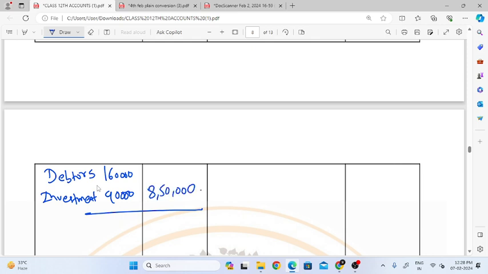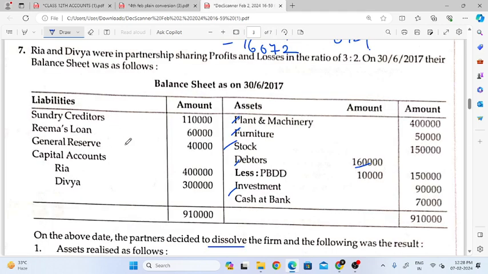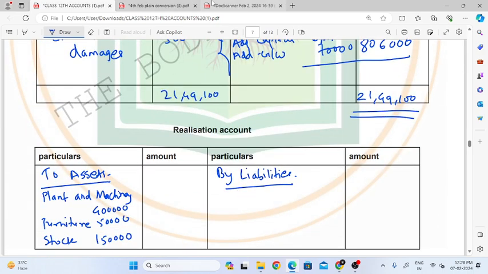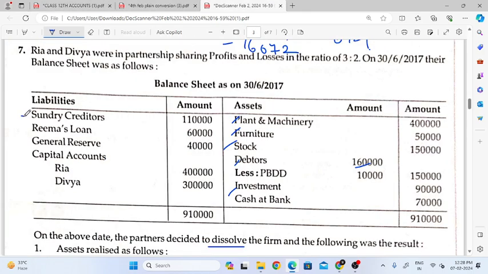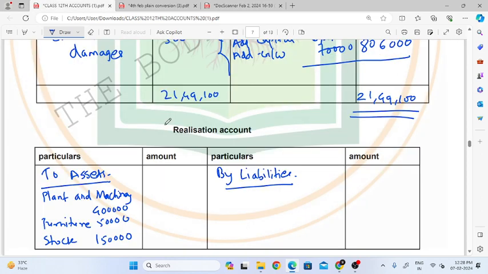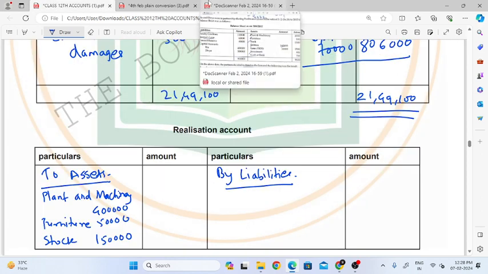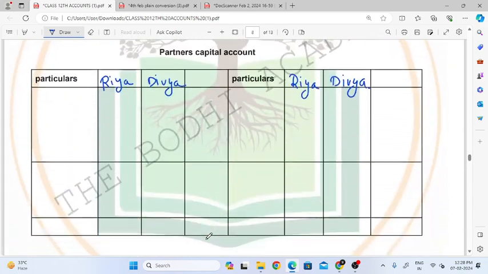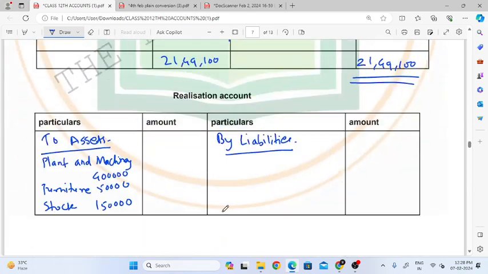Okay. Next we have to check with regards to liabilities. How many liabilities are there? Creditors and loan, Rima's loan. Now Rima is an external liability, right? Since it is an external liability, we have to take it over here. If it was an internal liability, then we would have taken it on cash or bank account. So now external liabilities and sundry creditors.